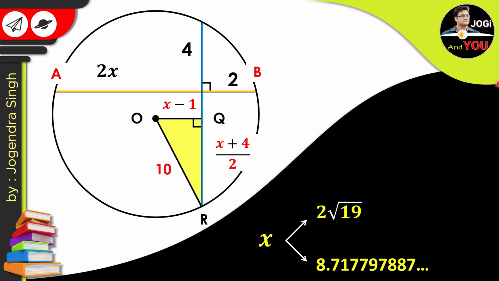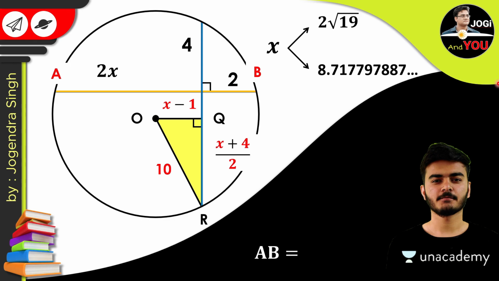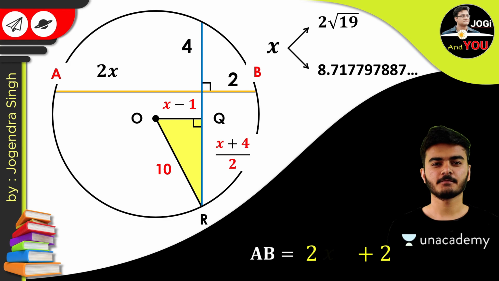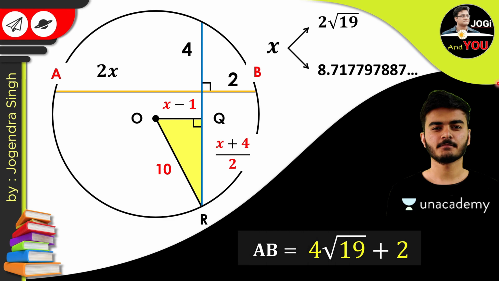Then you get 8.7177... But this is not our required answer, because our question was to find the value of AB, and AB is the sum of 2x plus 2. So replace the value of x in this. If you want to calculate in decimals, then take the second value, otherwise take the first value. So I'm picking the first value, then we got this, and then we got this. 4 root 19 plus 2. This is our answer.